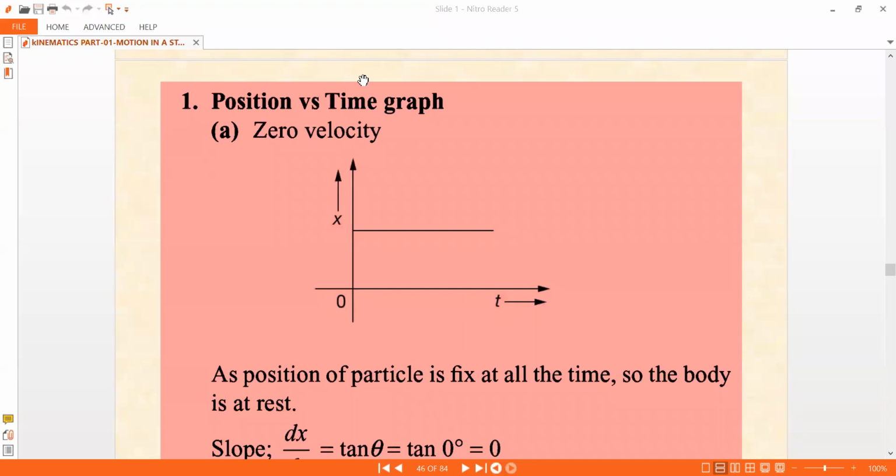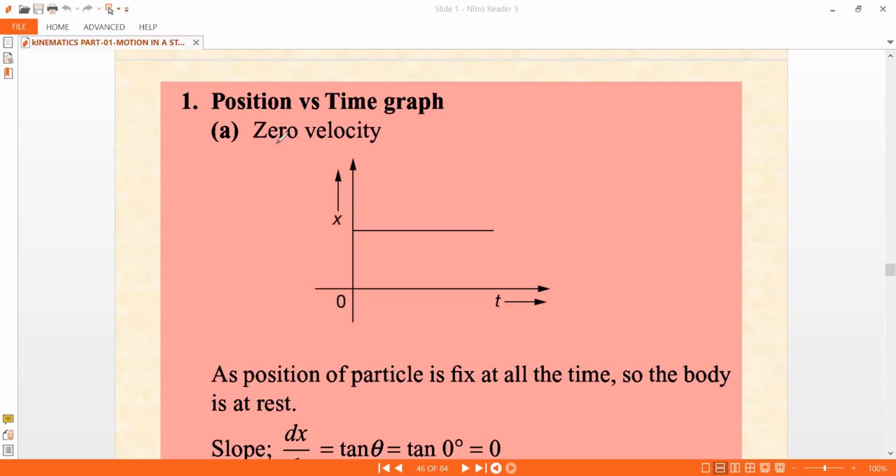This is a theory part related to some graphs connected to straight line motion. So I hope all of you know about these things. I'll go a little bit quickly about this, and if you still have some notes to make, you can note them down and then give your comments in the comment section. So here I'm presenting the notes for you all.